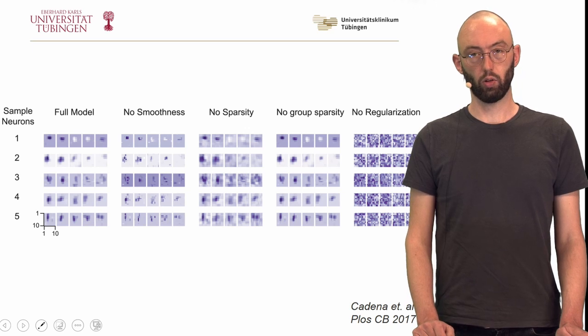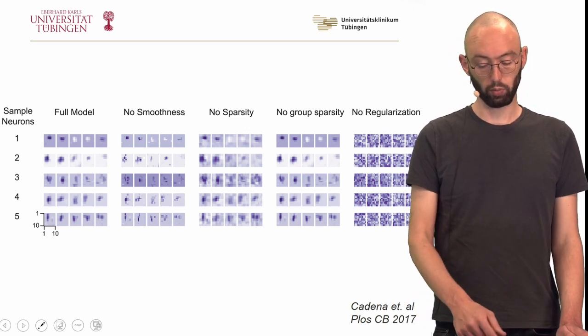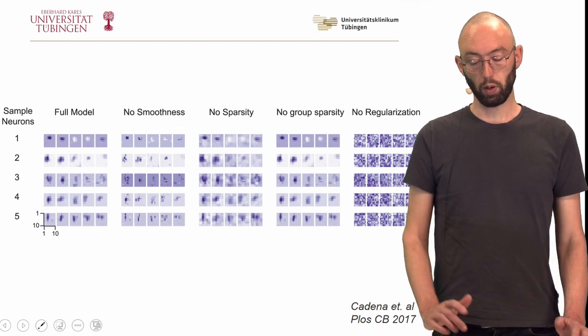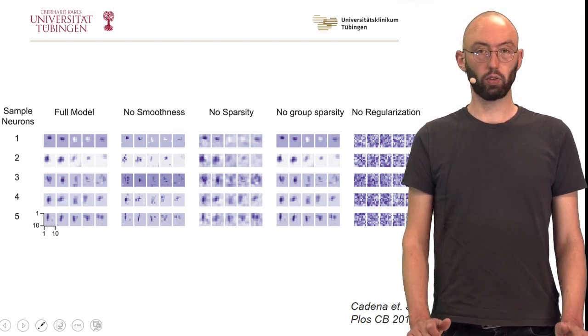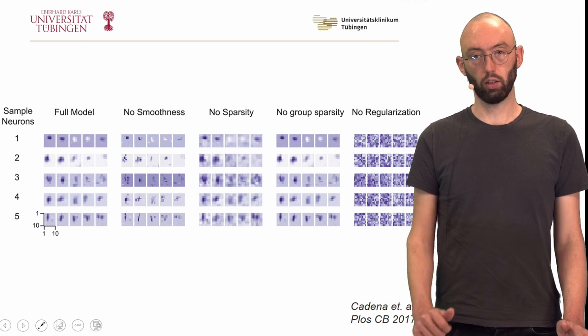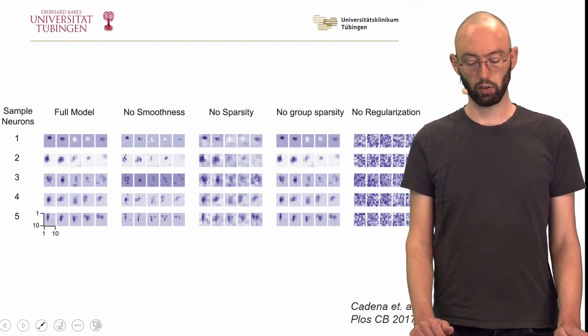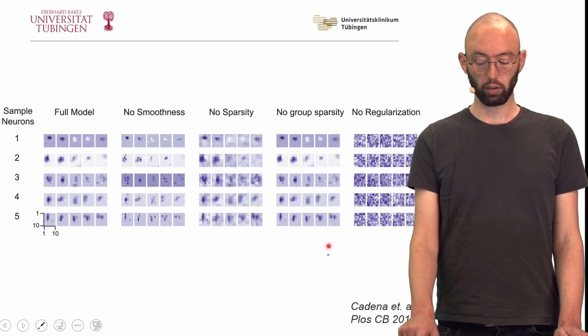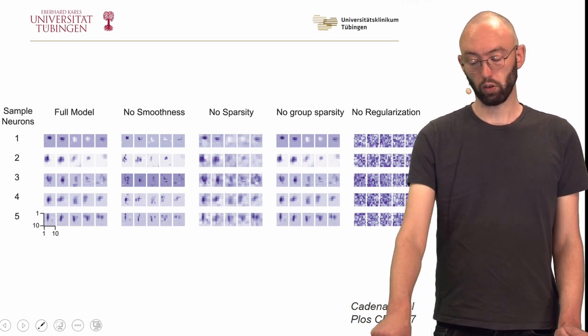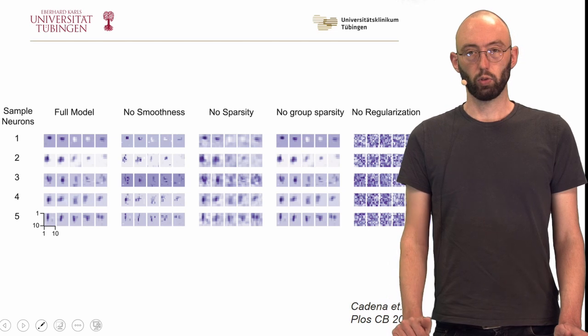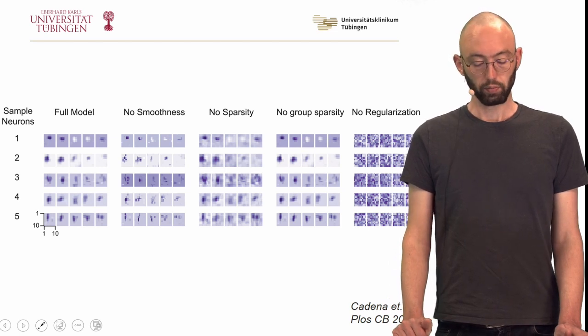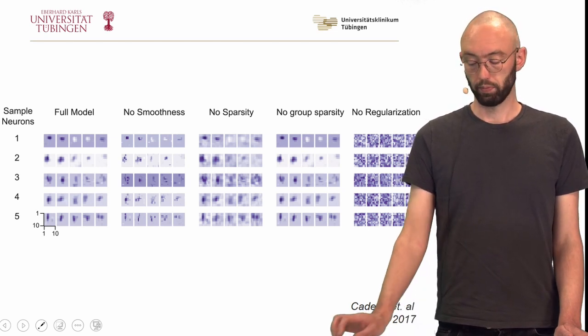One can also add lots of regularizers to such a model. So one can add, for example, a smoothness constraint, sparsity, and so on, and then also study what happens if one leaves out those constraints or regularizers. And these can have dramatic effects. If you don't regularize at all, then your structure doesn't look good.